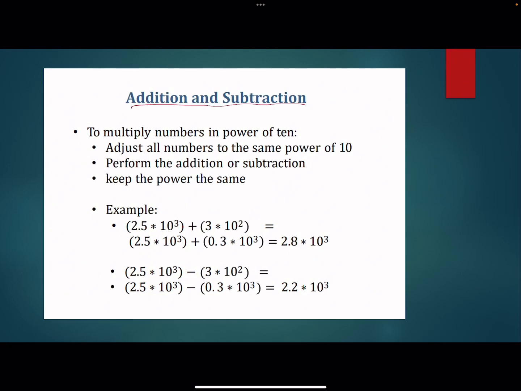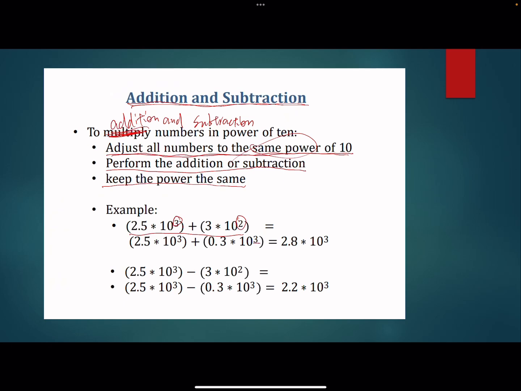Addition and subtraction. We need to adjust all the numbers to the same power of 10, then perform the addition or subtraction. Keep the power the same. So here we have 10 to the 3 here, 10 to the 2 here. So we need to make them the same power.